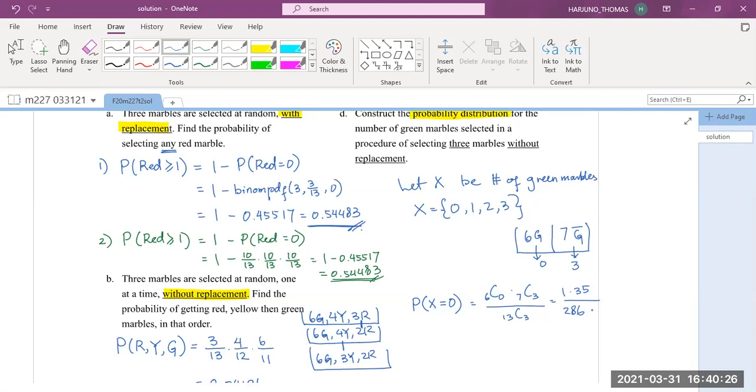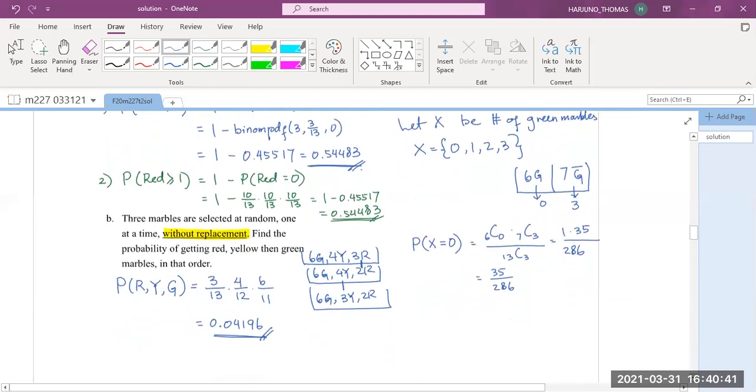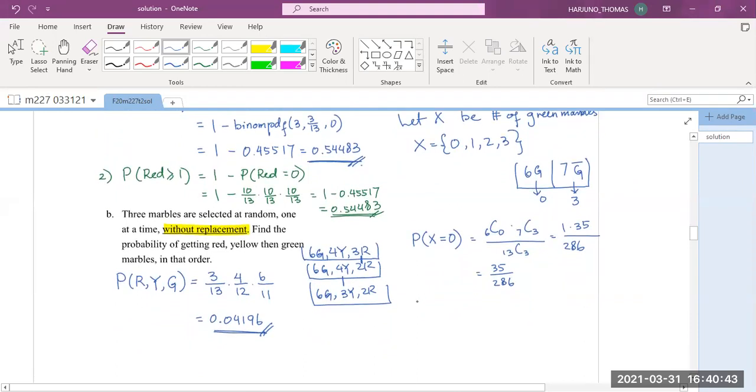Yeah, 286. Okay, so we get 35 over 286. I don't think I can simplify that. Do not make it decimal. Just leave it like that.